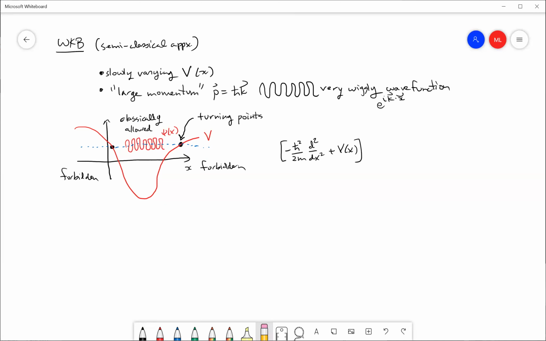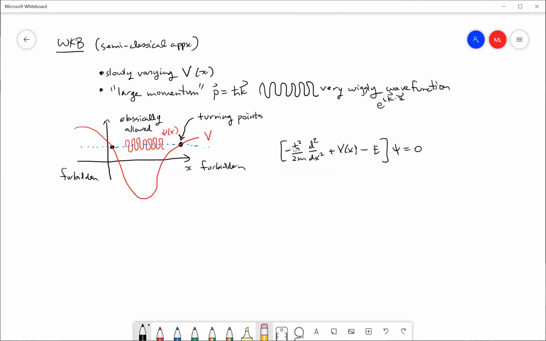And let's put the eigenvalue on one end here. Okay, so the idea is, since it's the classical limit, we also want to send h bar to 0. So the h bar is going to be small here.